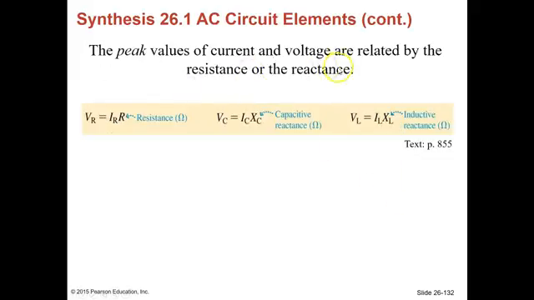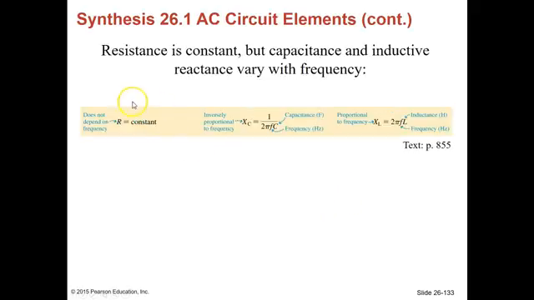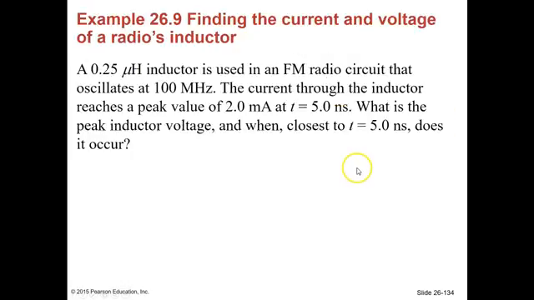The peak values of current and voltage are related by the resistance or the reactance. So here it's resistance for a resistor circuit. For a capacitor circuit, it is that capacitive reactance. And then for the inductor, it's the inductive reactance. And so you kind of see what's going on with it. If we go ahead and switch this here, R is a constant. Resistance is a constant, but capacitive and inductive reactance will vary with the frequency. So we see those equations that we have here.